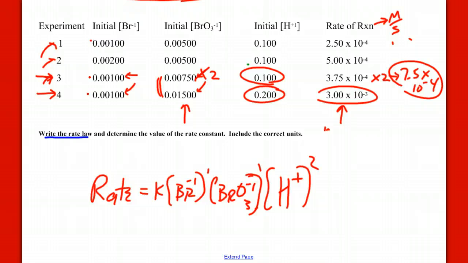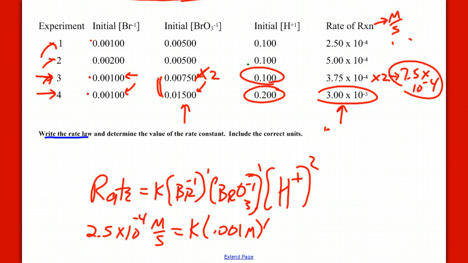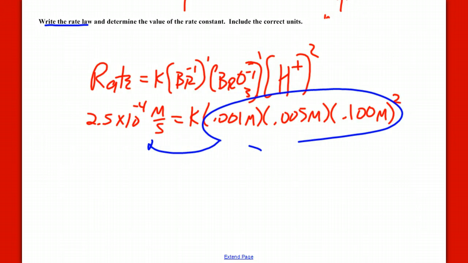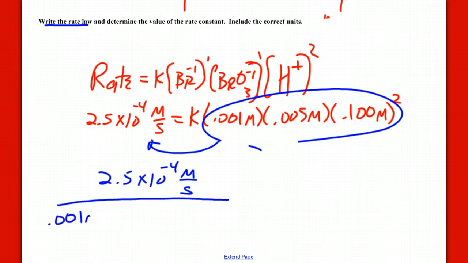So let's include the units. The rate, 2.5 times 10 to the negative fourth moles per liter per second equals k times 0.001 moles per liter times 0.005 moles per liter times 0.1 moles per liter squared. When I solve that, I'm going to bring all of this stuff down here. So now I'm going to have 2.5 times 10 to the negative fourth moles per liter per second over all of this here. And I'll write the squared part out.